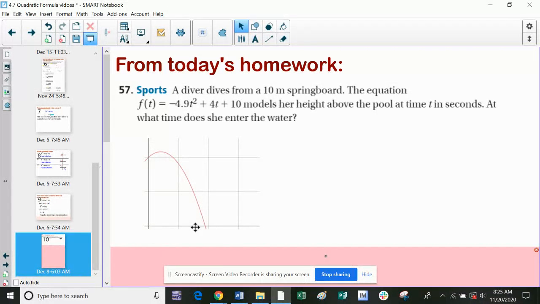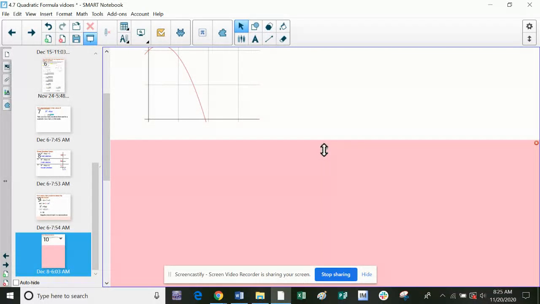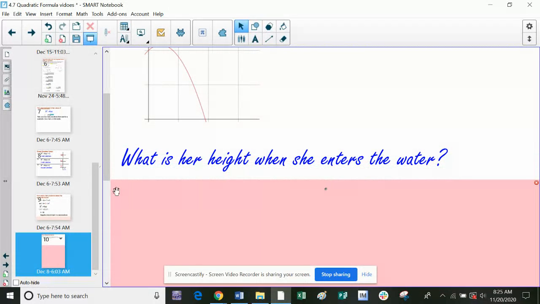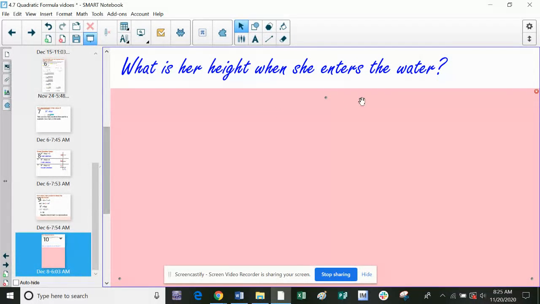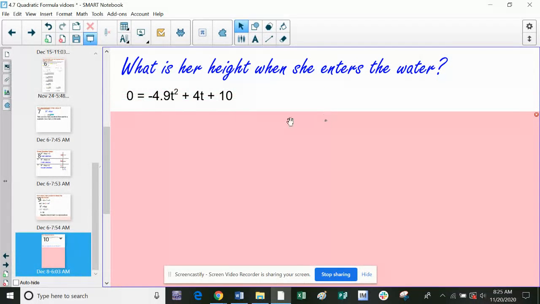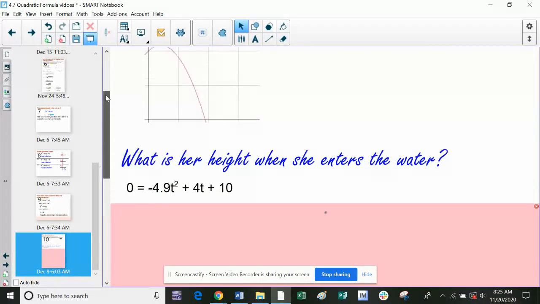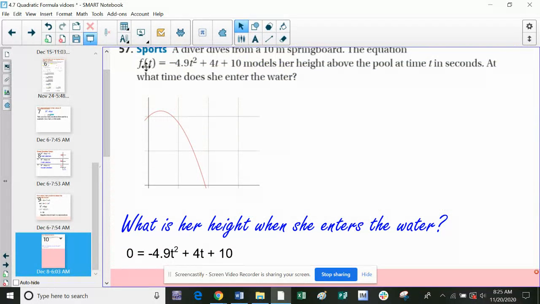And we want to know, this is time going along this axis, what time will it be when the diver enters the water? Okay, I'm going to leave my picture right there. What is her height when she enters the water? Take a look at the picture. If you said her height is 0, you are correct. So we can put in a 0 for our equation. Here's our equation right up here. Her height is 0. So 0 is going to equal negative 4.9 t squared plus 4t plus 10.